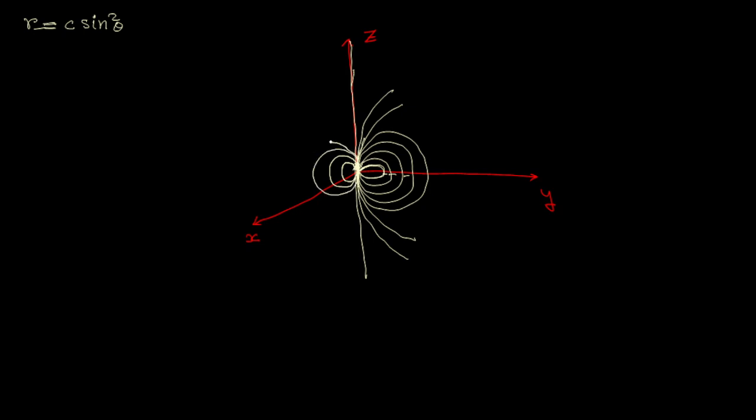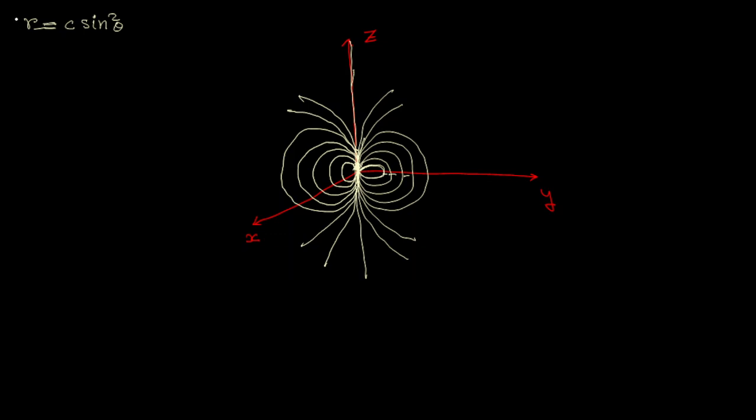See 1, 2, 3, 4, 5, 6. And then it will look like this. Okay, so it will look like this. And I think from 12th class also, if you draw electric field lines of a dipole, it will always look like this one.